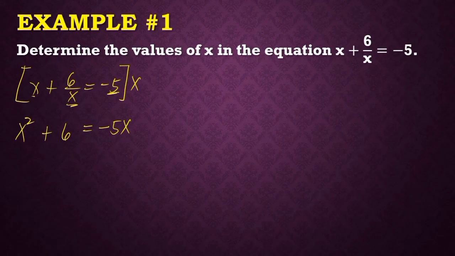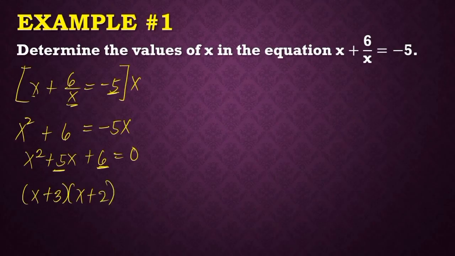Now, negative 5x, ilipat natin siya sa left side. So, magiging positive siya. x squared plus 5x plus 6 equals 0. Now, using factoring method, so, ano yung factors ng 6 na kapag pinag-add, lilitaw yung 5. That is 2 and 3. So, susulat natin siya as x plus 3 times x plus 2 is equal to 0.